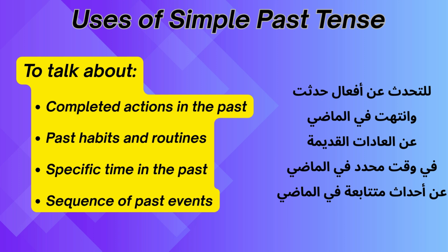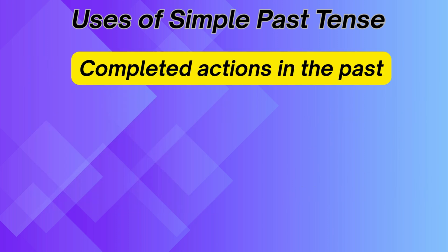We use the simple past tense to talk about completed actions in the past, past habits and routines, specific times in the past, a sequence of past events. It helps us describe what already happened. We use the simple past tense to talk about actions that started and finished at a specific time in the past.